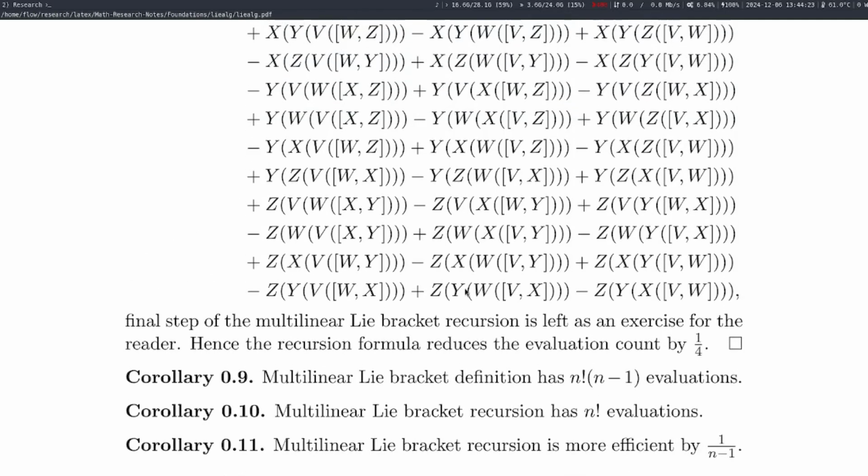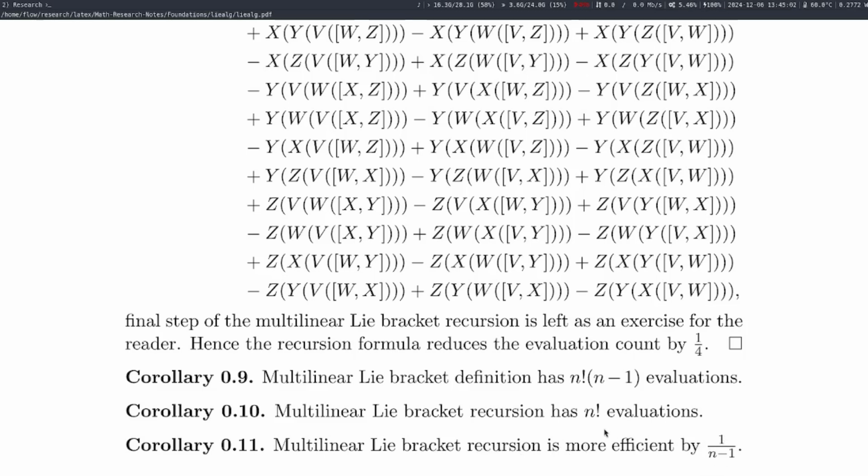So what are the corollaries of this multilinear Lie bracket recursion? Well, the main definition of the multilinear Lie bracket has n factorial times n minus 1 evaluations. And the advantage of using the multilinear Lie bracket recursion formula, which I proved on the first page, is that it only has n factorial evaluations. So if we compare these two, that means that the multilinear Lie bracket recursion is more efficient by 1 over n minus 1.